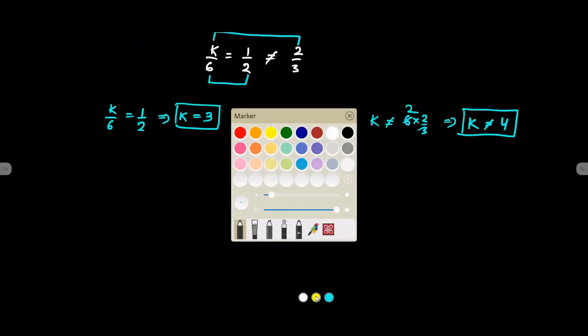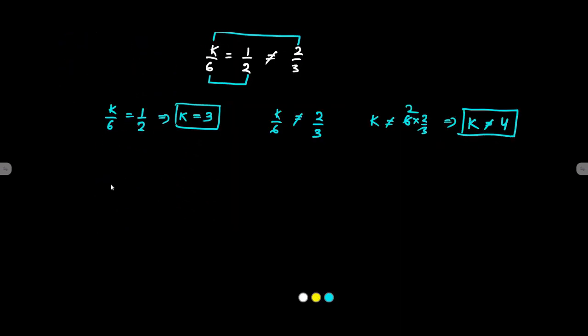Okay, so for k equal to 3, the system will have no solution. And k not equal to 4 here is itself satisfied because 3 is not equal to 4. So there is no need of specifying it, but still.